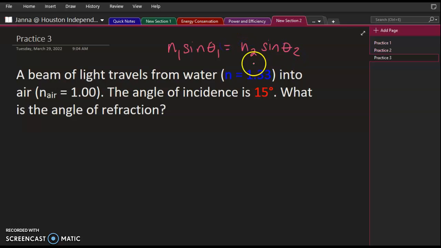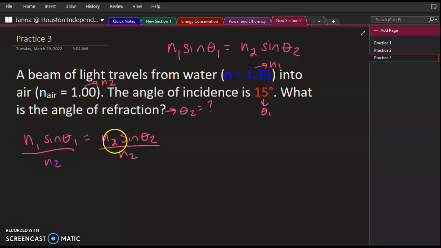Now we're solving for theta. So the beam of light starts off in water, so this is going to be our N1, into air, N2, angle of incidence, theta 1, angle of refraction, that's theta 2. N1 sine theta 1 equals N2 sine theta 2. Now we're going to divide both sides by N2. So now N1 times sine theta 1 over N2 gives us sine theta 2.